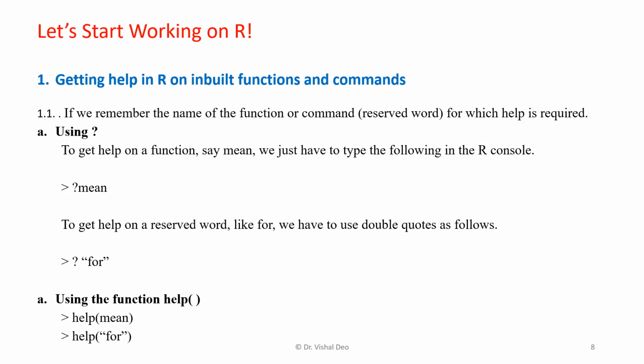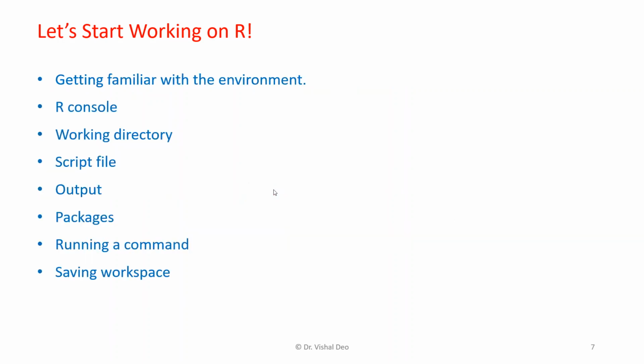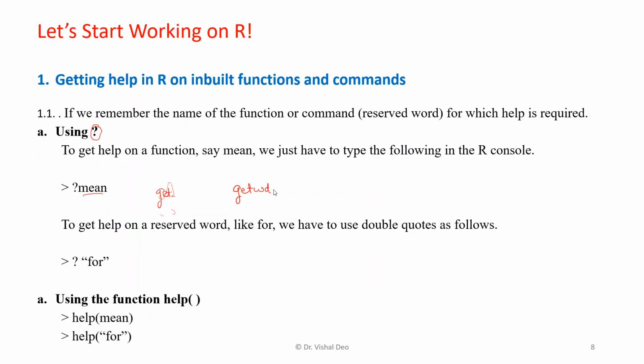One way is to use the question mark sign. If you want to get help on an inbuilt function, for example there is a function called mean, or the function we used right now, getwd. If you want to get help on this function, how to use it, or examples on it, just write a question mark and execute this command.